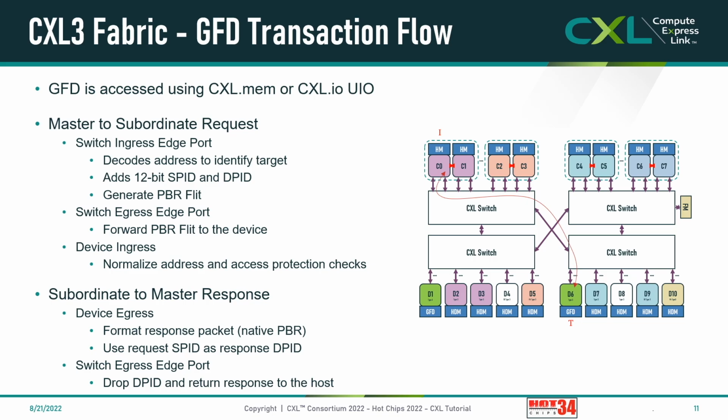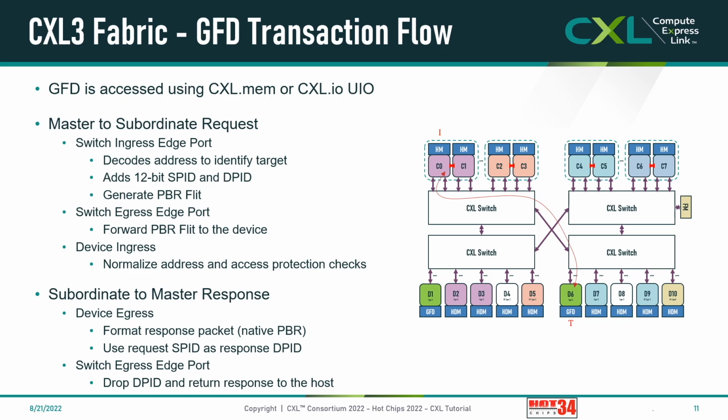The request starts from the host using the CXL.mem message class with the master to subordinate subchannel. A switch ingress edge port receives the request packet and decodes the address to identify the target. The destination port identifier associated with the target port, the source port identifier associated with the ingress port, and the original CXL.mem packet are used in generating the port-based routing FLIT.